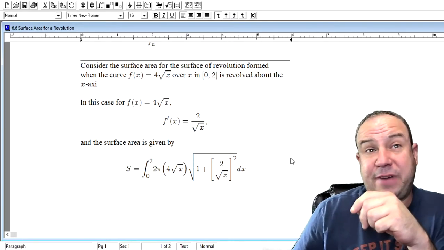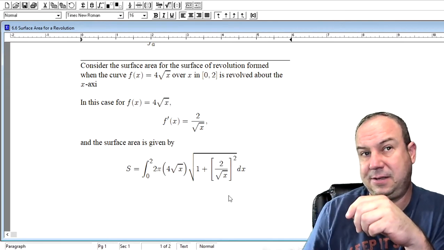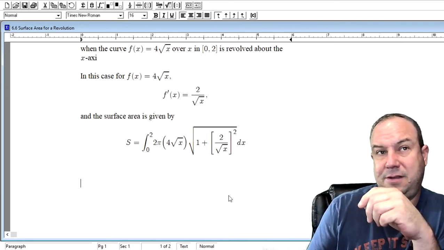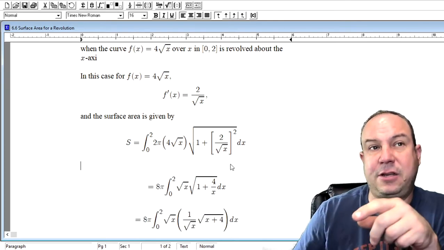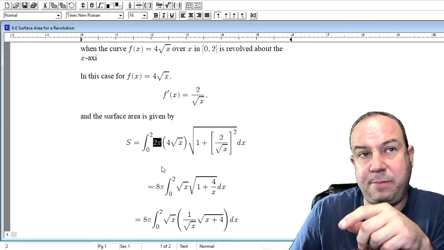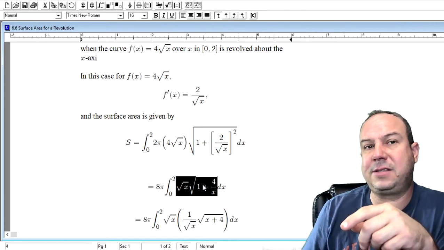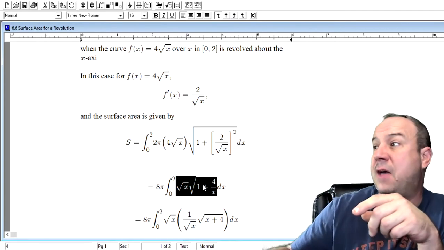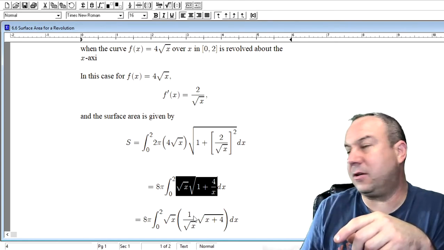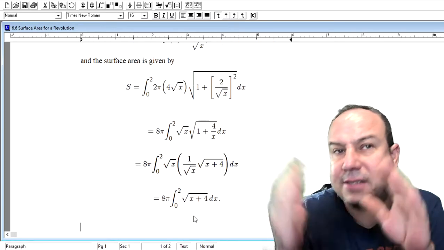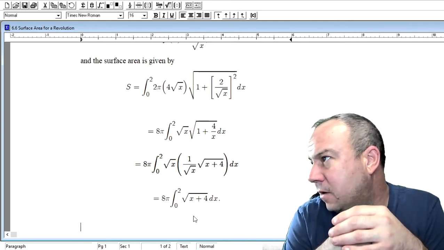That can be simplified. Notice squaring this does produce 4 over x. And then combining the 2 and the 4 out in front with the 8, the pi makes 8 pi. So you are left with an integrand that looks like this, that you can start to simplify by factoring out the 1 over x from under the radical. It would factor itself out as 1 over the square root of x, cancel with the square root of x, and leave you with the square root of x plus 4, folks.